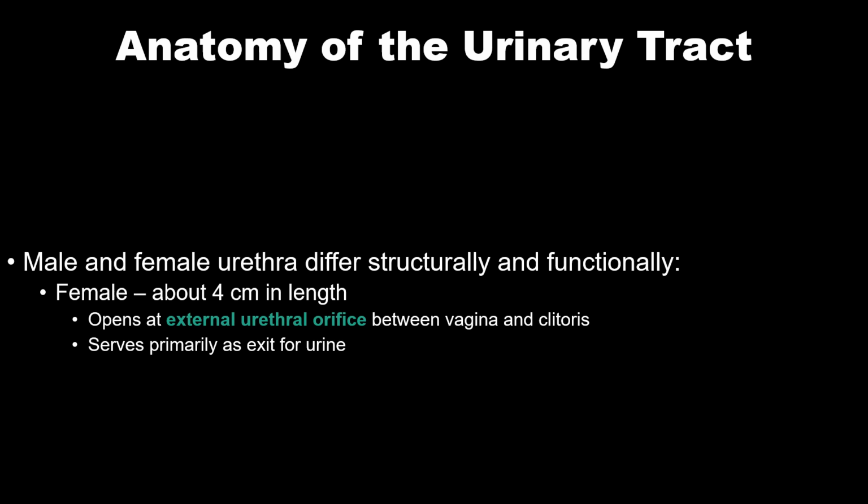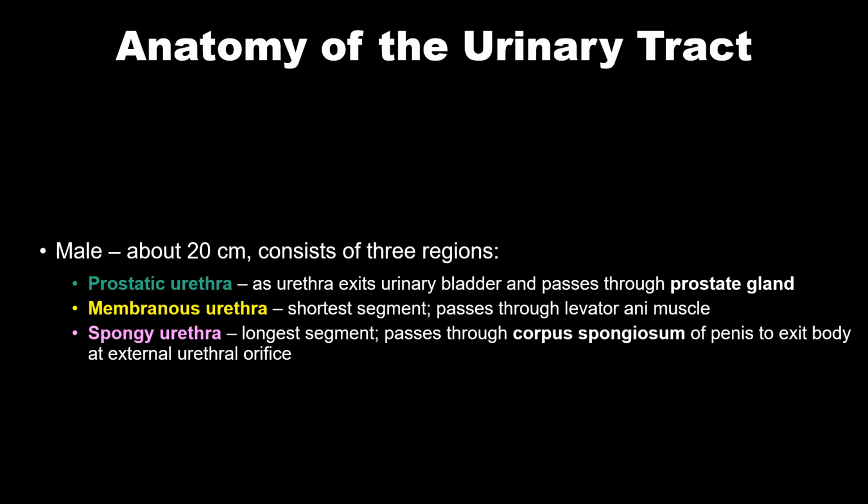The male urethra is longer, whatever the length of the penis is, in addition to the length of the females, right? So the male urethra consists of 3 regions. There's the prostatic urethra, the membranous urethra, and the spongy urethra. And the prostatic urethra is going to be what exits the urinary bladder, right? And it passes through the prostate gland. And the prostate gland sits inferior to the bladder.